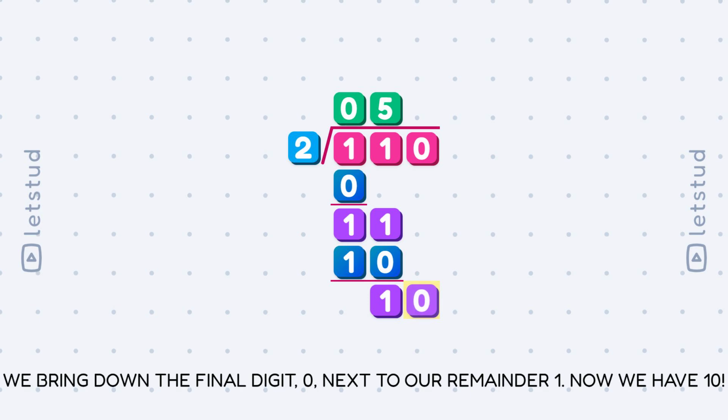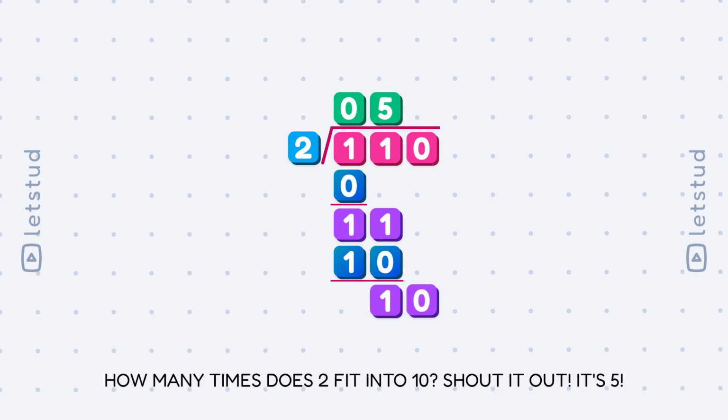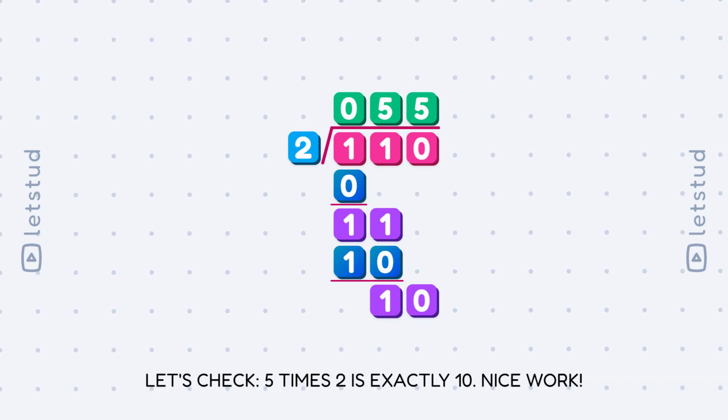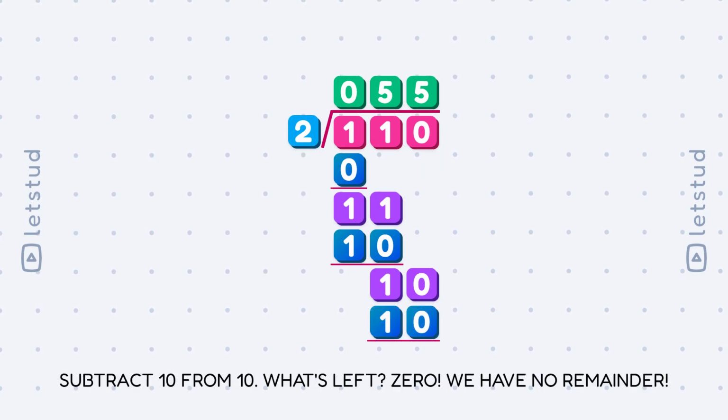We bring down the final digit 0 next to our remainder 1. Now we have 10. How many times does 2 fit into 10? Shout it out, it's 5. Let's check: 5 times 2 is exactly 10. Nice work. Subtract 10 from 10. What's left? 0. We have no remainder.